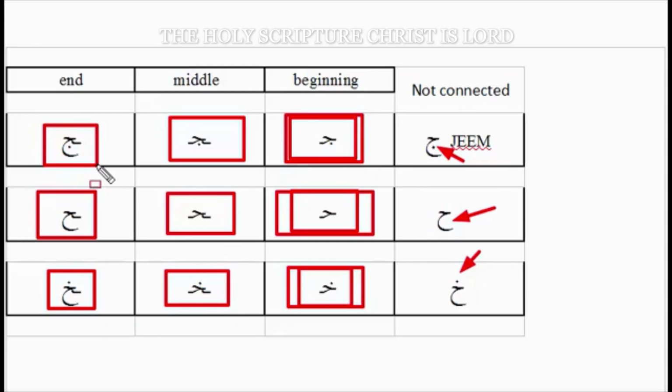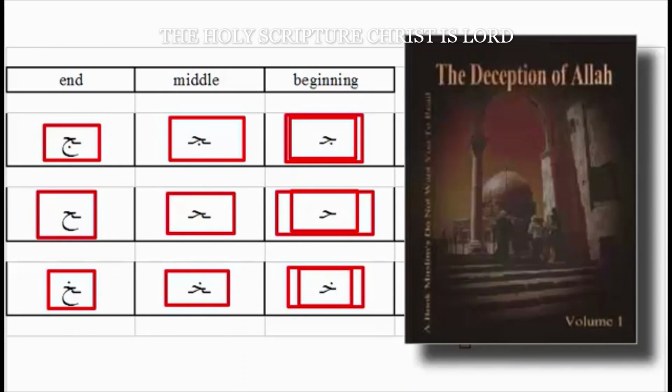So if you want to say Jim, it means the dot is underneath. You don't forget the dot because that will change the letter. If you forget the dot totally, that will make it letter Ha. Or if you put it on the top, that will make it letter Kha. So you need to remember that Ja or Jim has the dot underneath. Ha has no dot at all. Kha has a dot on the top.